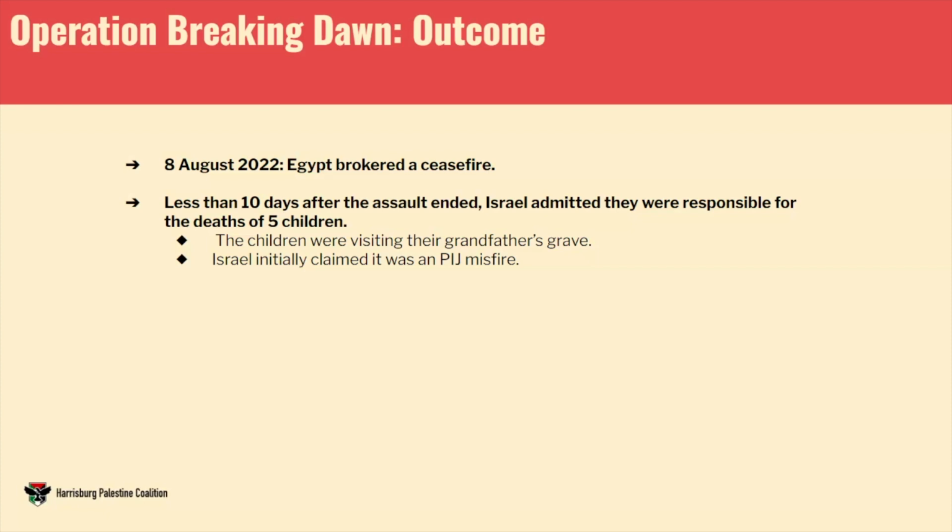These children were visiting their grandfather's grave. So that cemetery that you saw on the first slide in this operation, that's who they killed. A bunch of children visiting their grandfather at the cemetery.